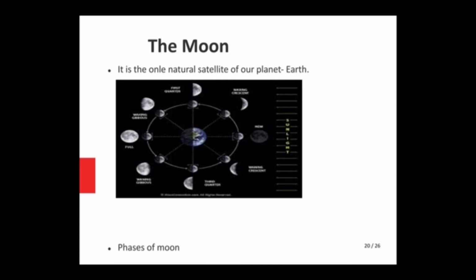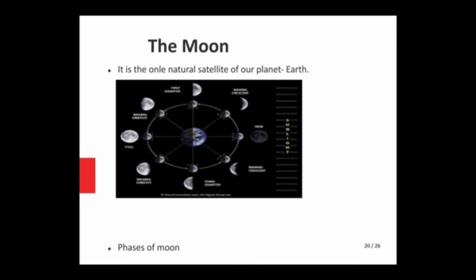Here you can see the phases of the moon. This is the satellite of Earth. As we know, there is only one moon, meaning one natural satellite of our planet Earth. It is the closest celestial body to the Earth and it has no light of its own. It reflects the light of the sun.